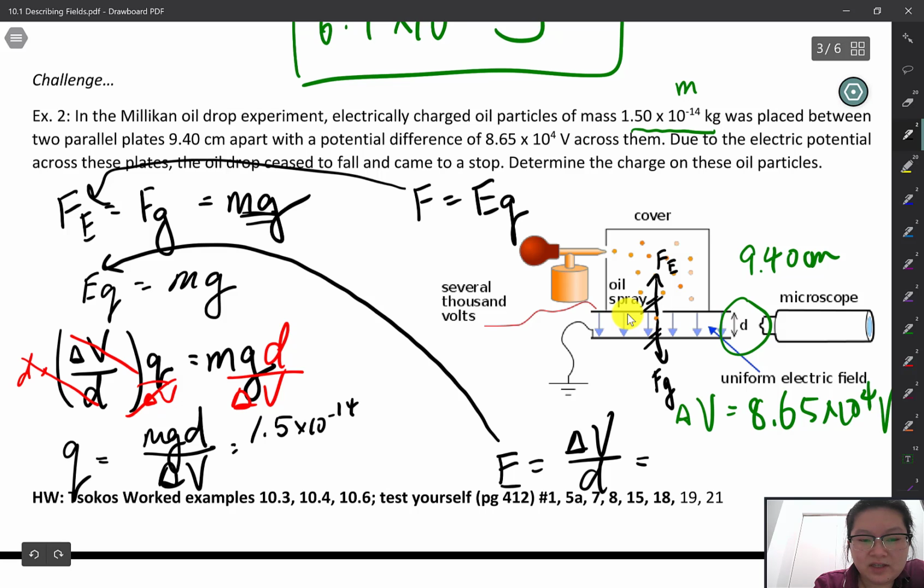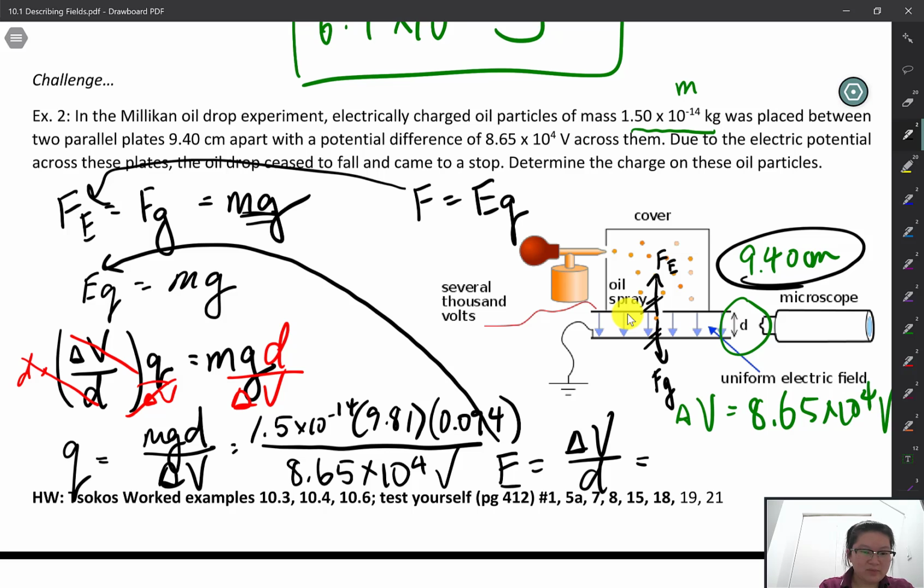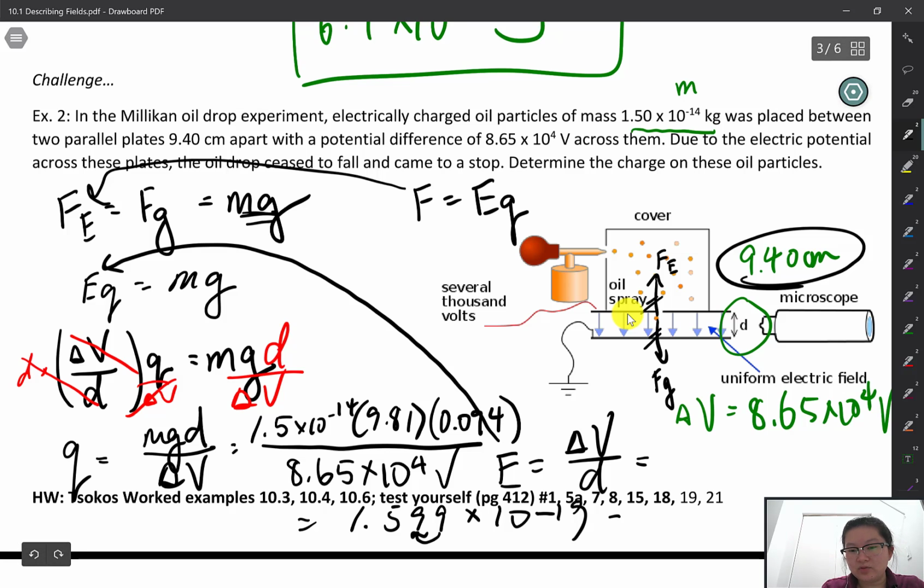1.5 times 10 to the power negative 14 for the mass. Gravity 9.81. D separation, don't forget, we have to convert this into meters, so this is 0.094. And then all of that divided by the potential difference of 8.65 times 10 to the power of 4 volts. Very messy, I know. So let's put it in. And here I get 1.599 times 10 to the power of negative 19. Let's do a rounding here. To about 3 sig figs, the 9s round up to a 0, which gives 1.60 times 10 to the power of negative 19 coulombs.